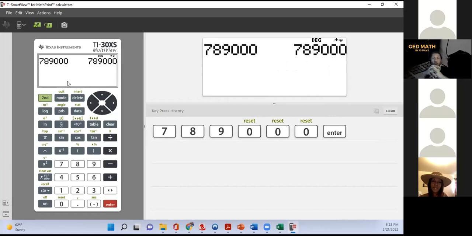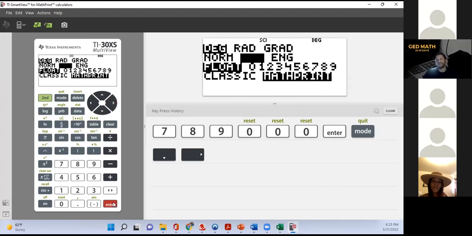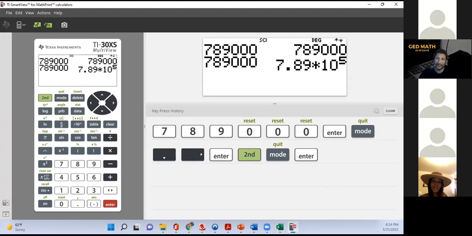So remember, you want to use mode to change the way your number is displayed on your calculator. So whether you're rounding, whether it's scientific notation, you will hit mode. You go down to the second row, hit your right arrow to SCI, hit enter. You quit out of this menu, second mode to quit, press enter, and it puts it in scientific notation. That easy. So if you do have scientific notation, whether you're adding, subtracting, whatever you're doing, you can do it right on your calculator. So that's how you do that.